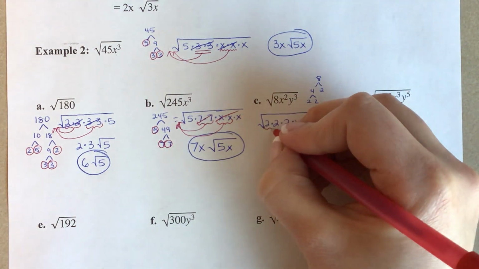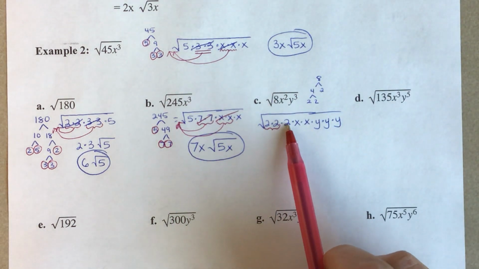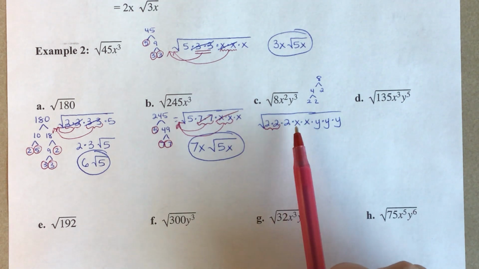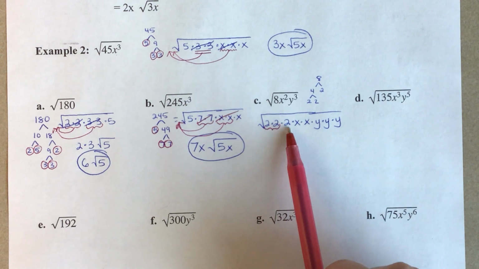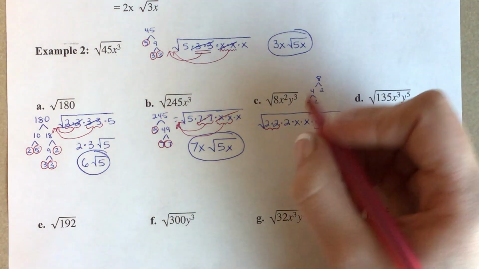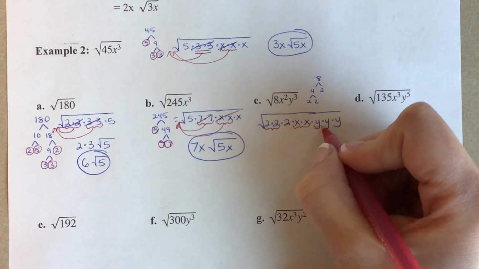I have one pair of 2's. Now I know that I have this 2 here. It's not allowed to join in. It's not allowed to tag along. This 2 has to have a mate with it before it's allowed to be a pair. I have a pair of x's and I have a pair of y's.